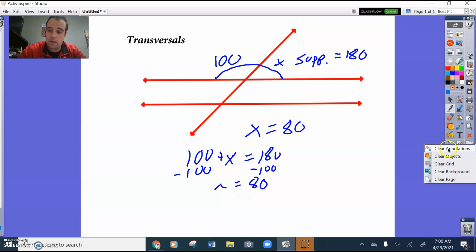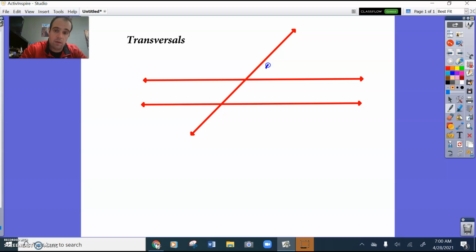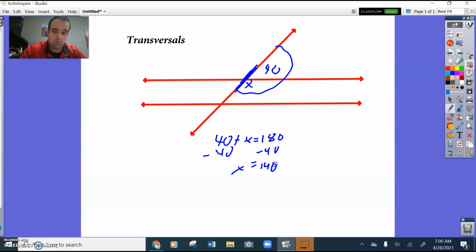Okay. Now that also works for here. If you have one that's like 40 right here and x, this is also a straight line, which means this is also supplementary. So 40 plus x also equals 180. Again, same subtraction. X should equal 140. Okay, cool beans.